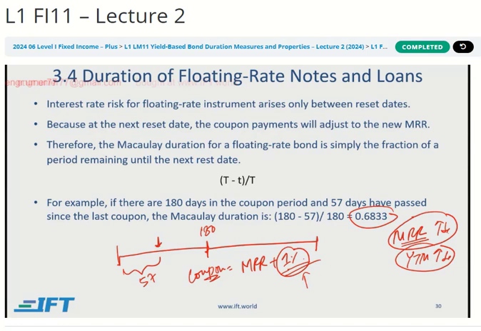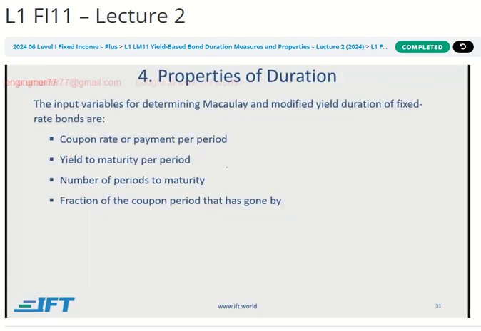learning module. But the concept being discussed here assumes that the coupon is adjusting with the MRR, in line with the YTM, because the credit rating of the company is not changing. So in that case, your Macaulay duration will be just the time remaining till the next coupon divided by the total days between coupons. Right, so that is it.